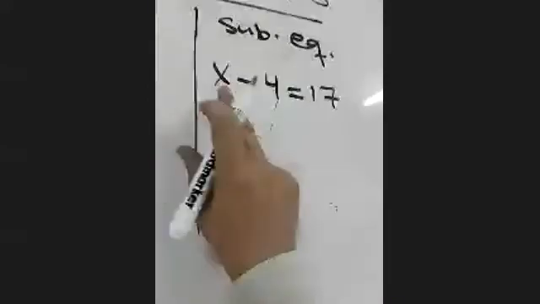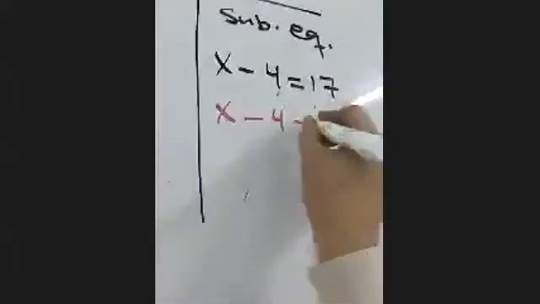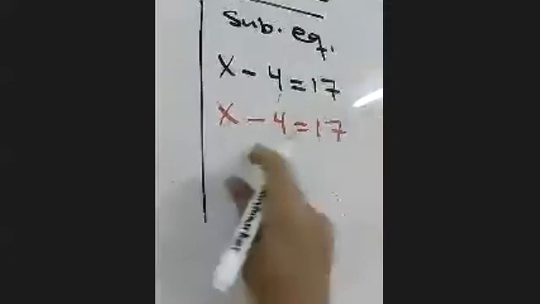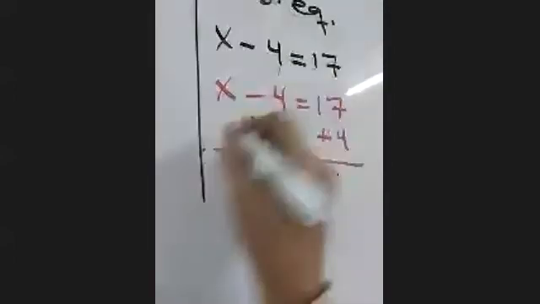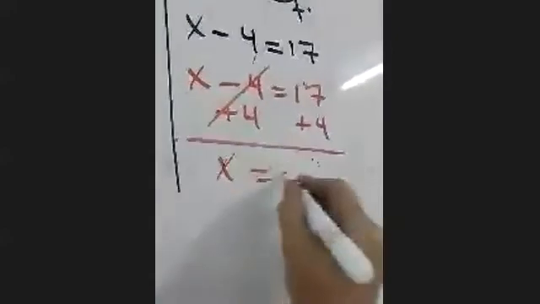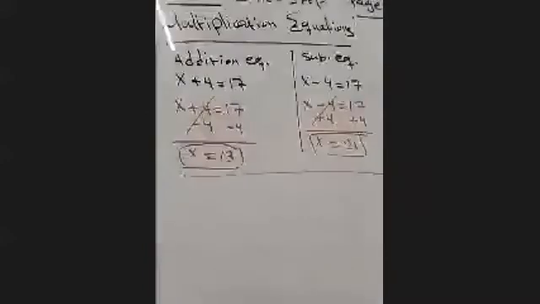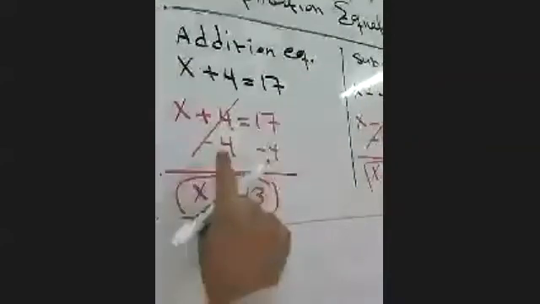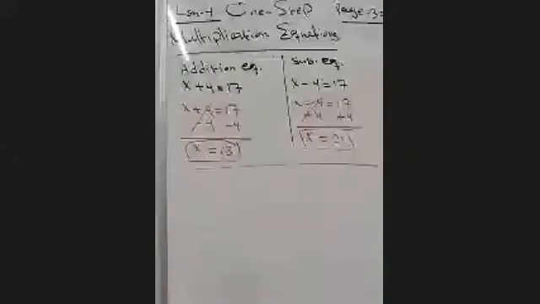Here, the variable is x, the connected number is minus 4, so we rewrite the equation x minus 4 equals 17. Then we add the connected number in both sides. These are gone, still x, 17 plus 4, 21, we are done. Okay, now, when we have addition, we do subtraction. When we have subtraction, we do addition. Addition and subtraction, they are opposite operations. We call them opposite operations.